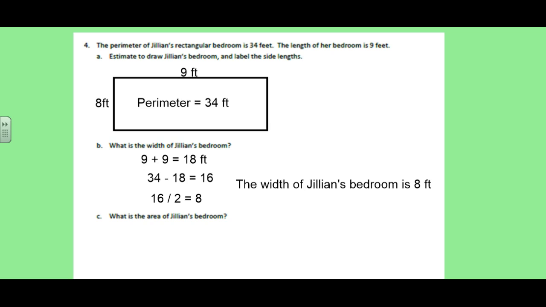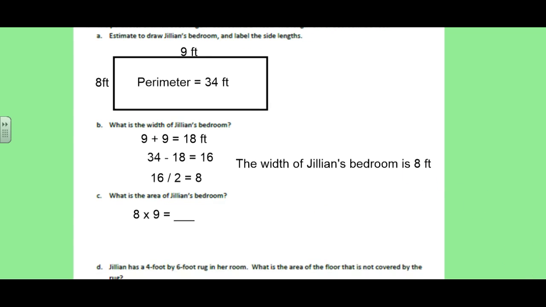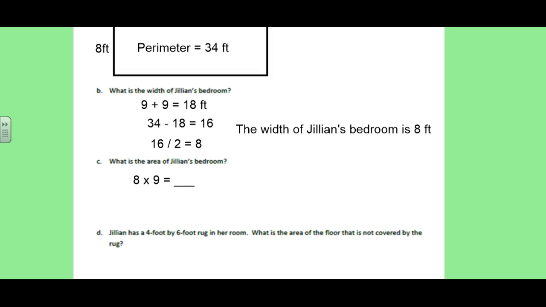It says, what is the area of Jillian's bedroom? So now that we know both side lengths, we're going to use the equation 8 times 9, and then whatever that is equal to, that's going to be the area of Jillian's bedroom. So I want you to go ahead and solve 8 times 9 to find the area, and then answer that question in a complete sentence. So when you do 8 times 9, you get 72. So the area of Jillian's bedroom is 72 square feet, and that is what your complete sentence should look like.